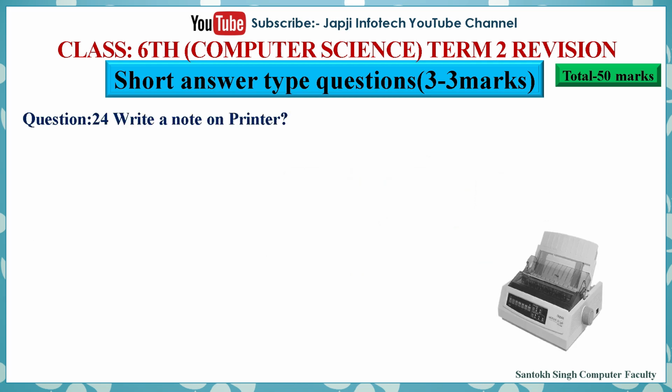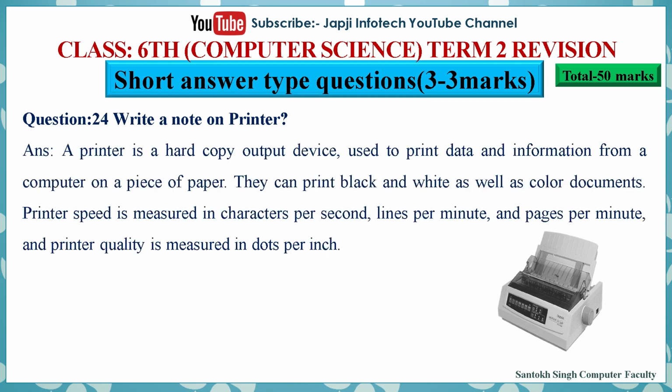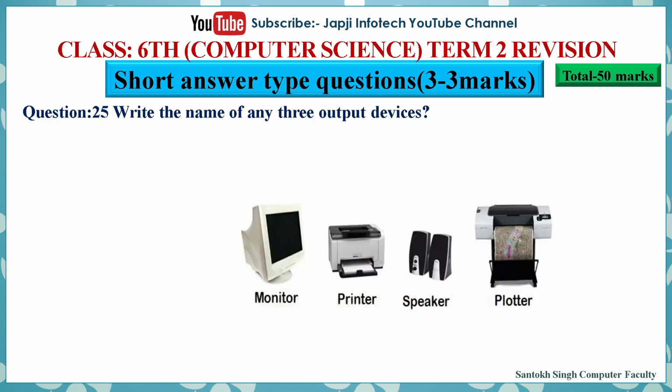The 24th question is, write a short note on printer. A printer is a hard copy output device used to print data and information from a computer on a piece of paper. They can print black and white as well as color documents. Printer speed is measured in characters per second, lines per minute, and pages per minute, and printer quality is measured in dots per inch. And the 25th question is, write the name of any three output devices.